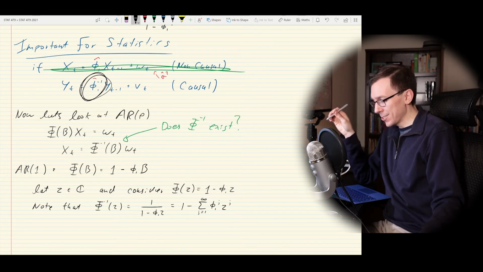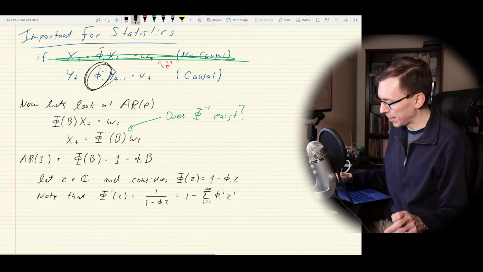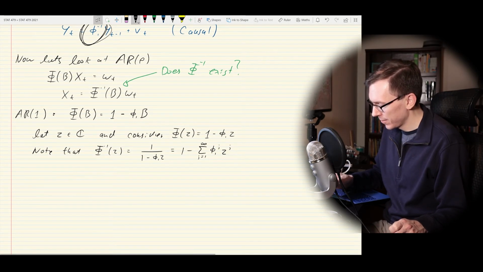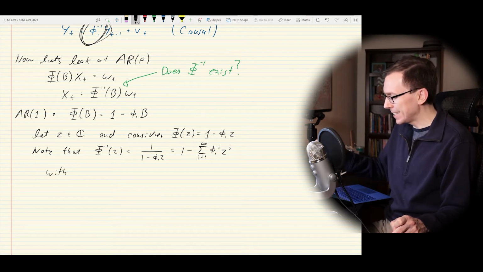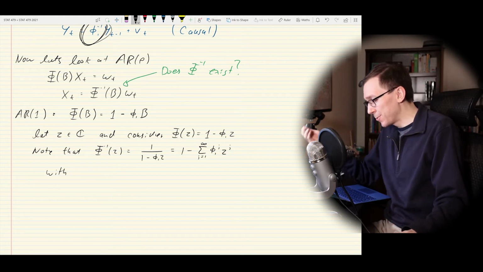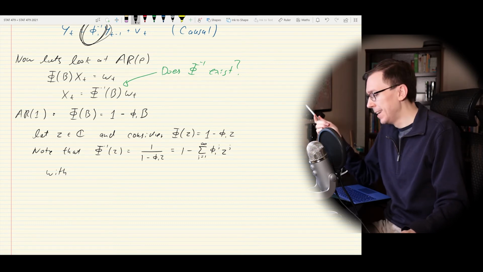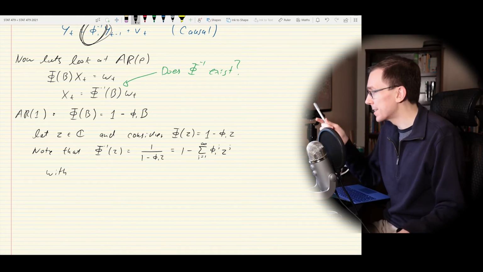And this is going to have a radius of convergence, if you think of it in terms of a power series. If you recall, the radius of convergence is the values that z can take such that this series converges. If z is really, really big with respect to the value of phi 1, then this series will not converge, and we can't write it down. It doesn't really make sense.